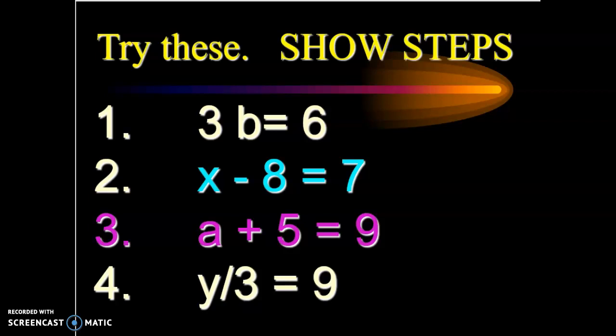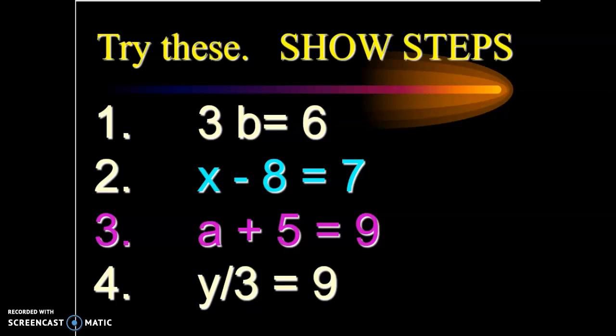Again, when you figure out what you're going to do, make sure that you are writing it on both sides of the equal sign. Number 3, a plus 5 equals 9. I want to get rid of the added on 5. Think what you're going to do. Write it down. Remember, write it under the expression on the left and also on the right.